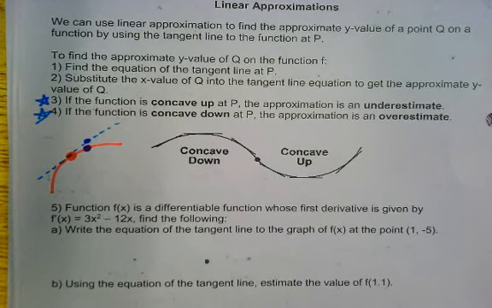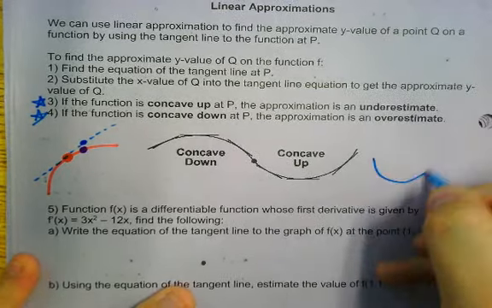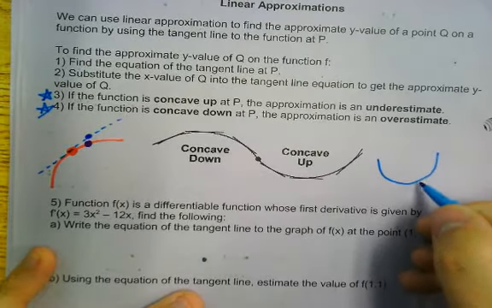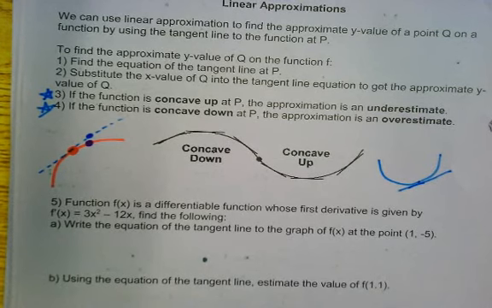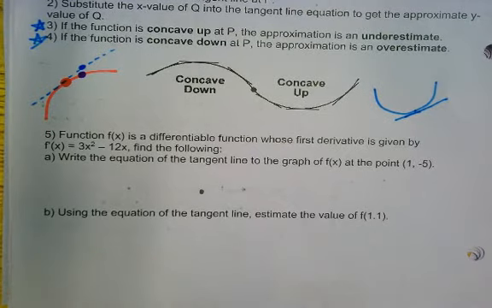Because if I'm totally lost, if I'm like, oh no, is this an overestimate or underestimate? Okay, well, it's concave up, and any tangent line I draw is always below. So it must be an underestimate. Okay? Let's put this to some use.